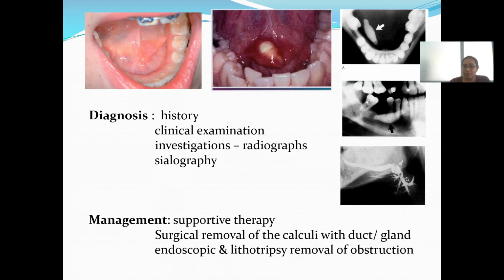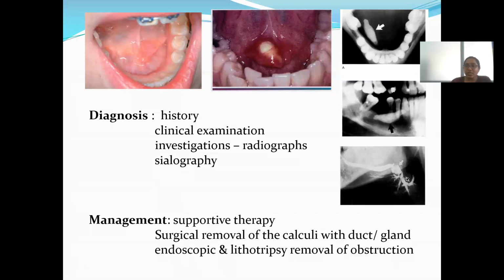Along with this endoscopic instrument, we can attach another instrument which can break the stone into smaller fragments. When it is broken into smaller fragments, with a sudden gush of saliva it gets removed. Normally, when a small salivary stone is there, it gets flushed through the saliva, and this can also be flushed. That is one more method of treating your sialolithiasis.